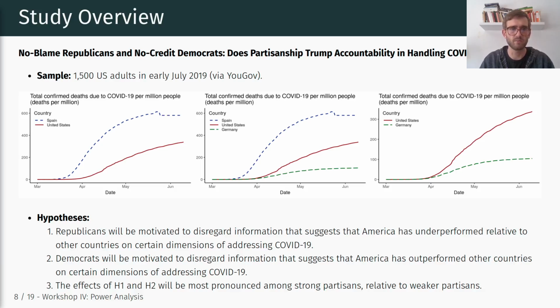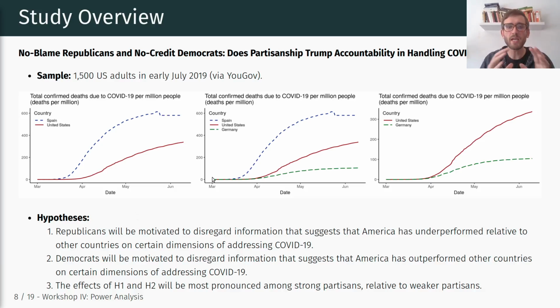The first hypothesis is Republicans will be motivated to disregard information that suggests that America has underperformed relative to other countries on certain dimensions of addressing COVID-19. Second hypothesis, kind of equivalently, Democrats will be motivated to disregard information that suggests that America has outperformed other countries on certain dimensions of addressing COVID-19. And thirdly, the effects of H1 and H2 will be most pronounced among strong partisans relative to weaker partisans. And I should say, in the context of the power analysis that I'm going to present now, we will just focus on hypotheses 1 and 2, and we will disregard hypothesis 3 for the purpose of this illustration.